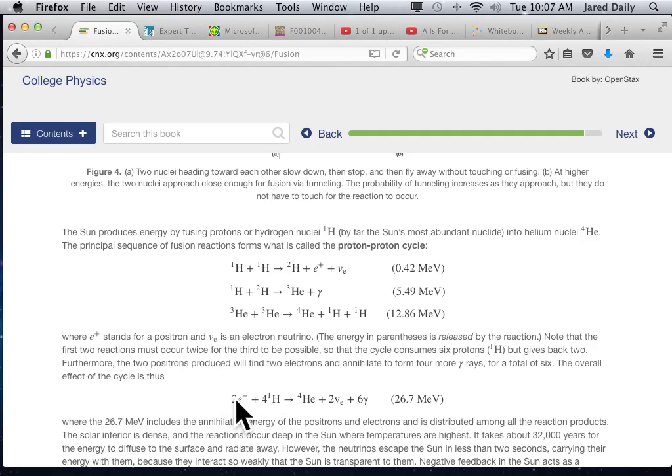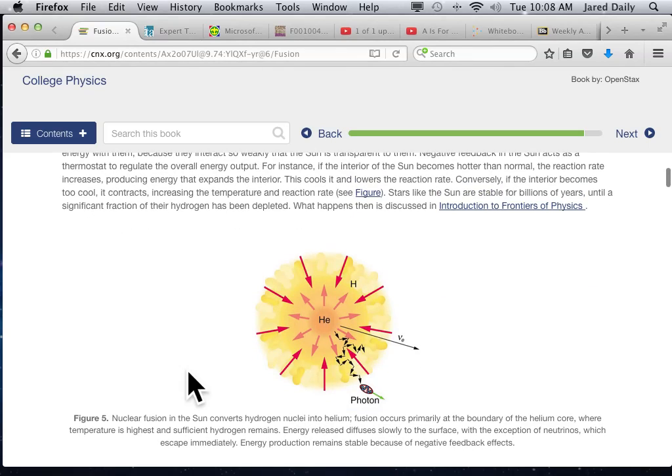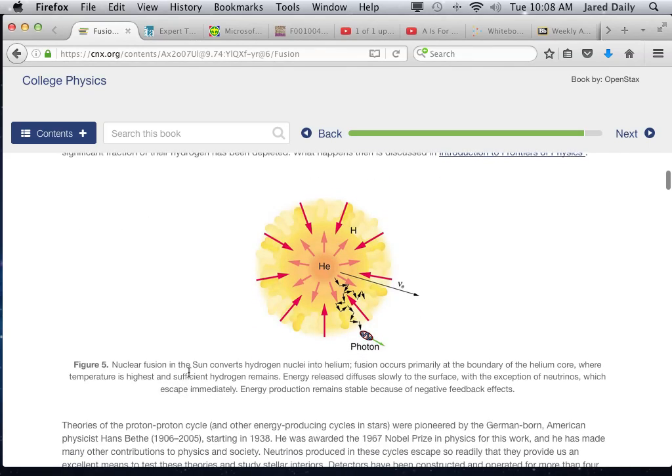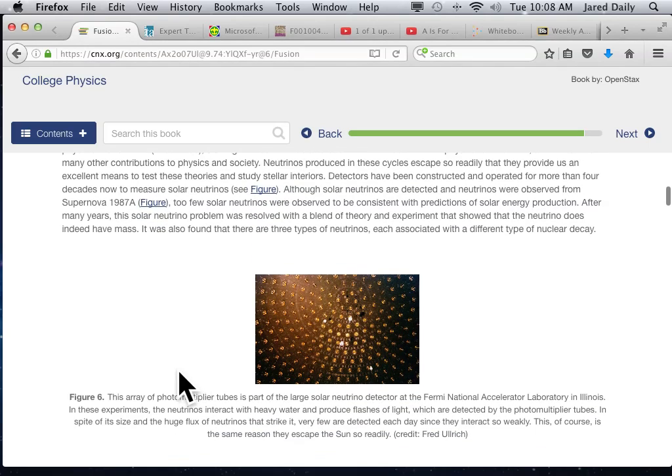You have 2 free electrons, 4 free protons, and when you go through this whole process, you end up with 1 helium, 2 neutrinos, and some gamma rays coming out, 6 gamma rays coming out. Because notice in the second process, there's a gamma ray popping out there. In the end, if you have enough of this happening, you get a star.